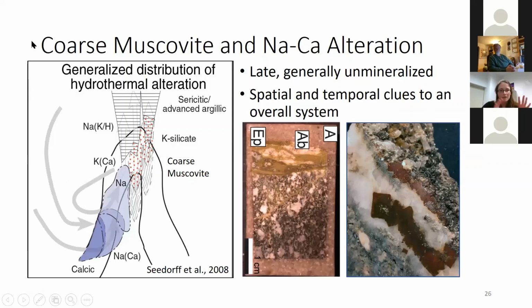So we've talked about these two on the left, the calcic and the sodic calcic and the coarse muscovite. Both tend to be late compared to the mineralization. They don't tend to be mineralized, but I would like to make the argument that understanding these different forms of alteration, in the right geologic context, gives you really important spatial and temporal clues to what's going on in an overall system.